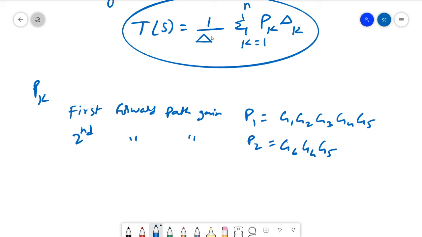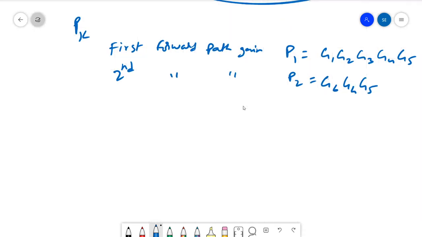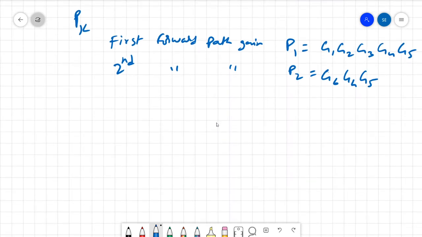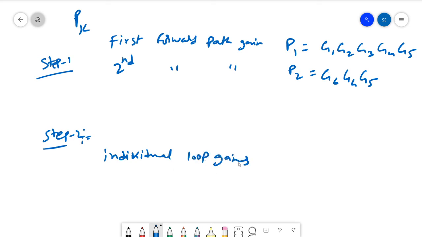Now the second step is to calculate del, right? In the del, what we have to compute is individual loops, number of 2 non-touching loops, number of 3 non-touching loops, right? First thing we'll do is individual loops, right? This is the step 1. Step 2, compute del. To compute del, we have to calculate individual loop gains, right? Check the loops here.